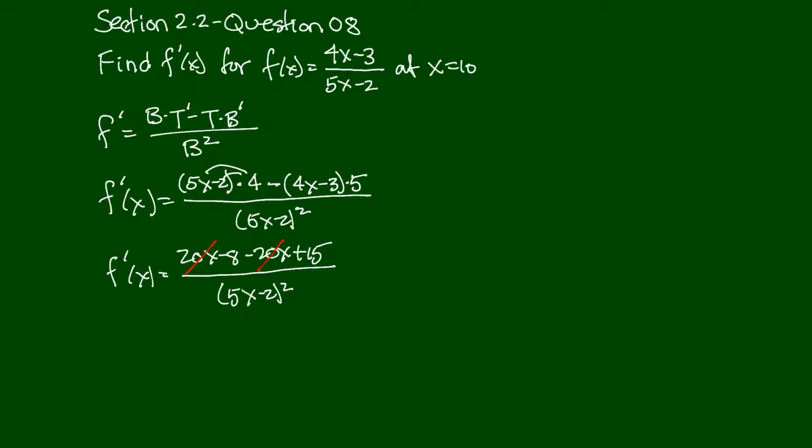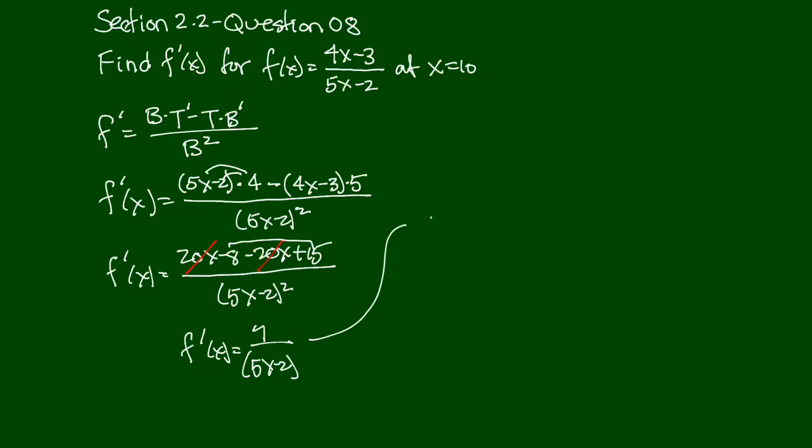That's always going to happen if you have a linear over a linear. So here's where we are now. We are at f prime of x equals, we've got negative 8 and a 15. That's going to put us at 7 over 5x minus 2 squared. All right, here's our derivative.